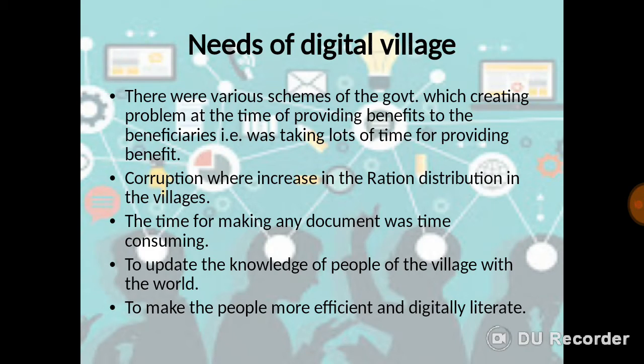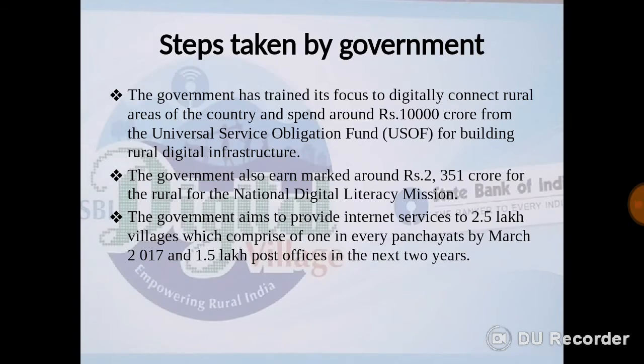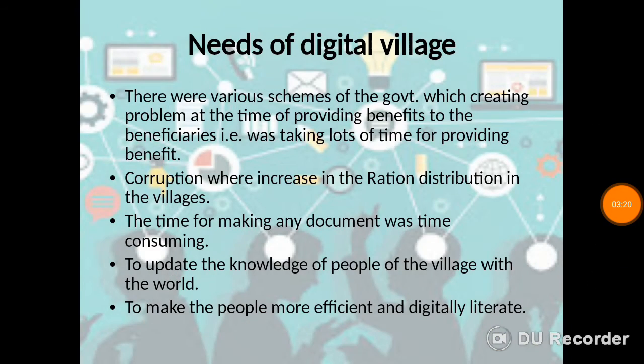There were various schemes of the government which were creating problems at the time of providing benefits to the beneficiary. It was taking lots of time for providing benefits. Corruption had increased in ration distribution in the villages. Making any document was taking very much time. The need is also to update the knowledge of the people of the village with the world, and to make the people more efficient and digitally literate.